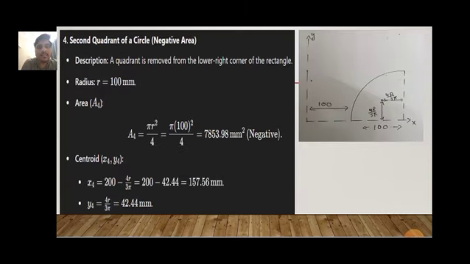Second quadrant of a circle with a negative area. You can see the distance between the quadrant and the y-axis is 100 mm and the radius is 100. We are using the formula 4r by 3 pi, where pi r square by 4 is equal to 7853.98 millimeter square. Centroid with respect to the x-axis we get 157.56 mm. With respect to the y-axis, 42.44 mm.